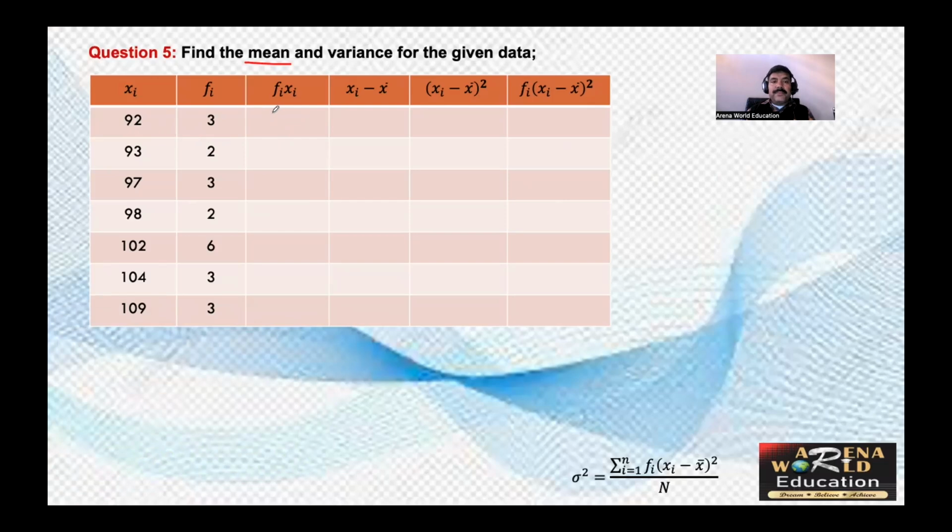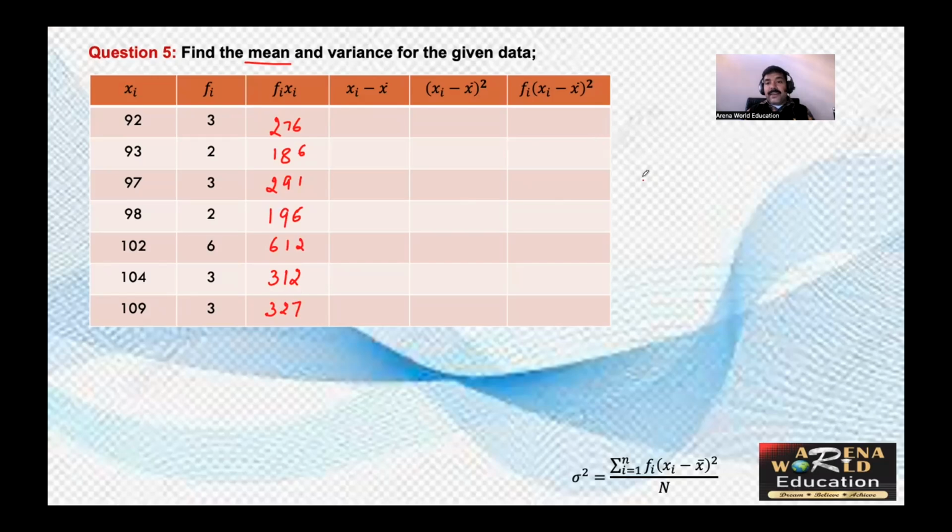92 into 3, this will be 276. 93 into 2, it is 186. 97 into 3, this will be 291. And 98 into 2, yes, this will be 196. Then 102 into 6, yes, this will be 612. 104 into 3. Yes, this will be 312. And 109 into 3. Yes, this will be 327.